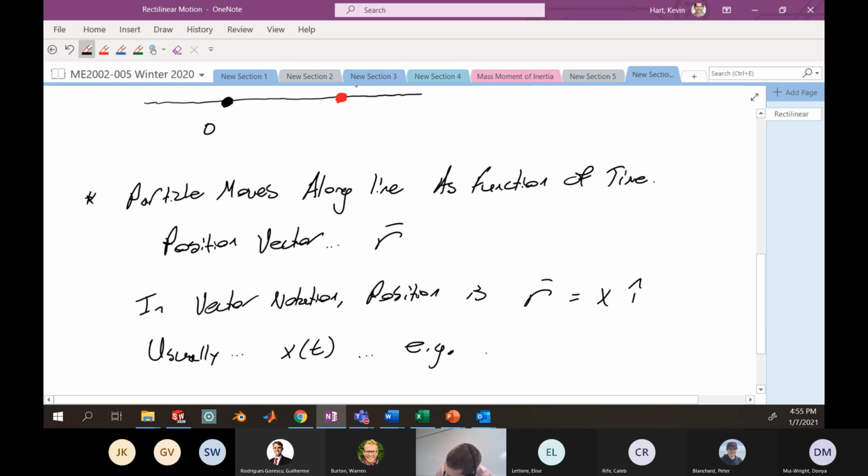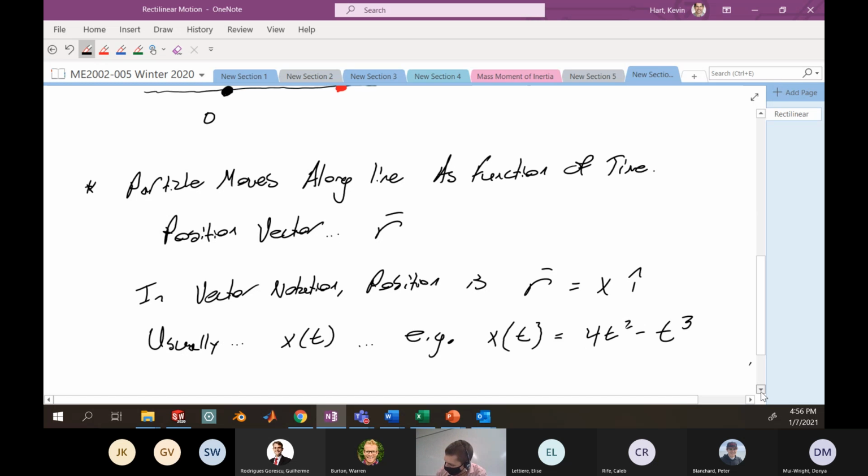For example, something like the position vector X, which is a function of time, might be, let's say, 4t squared minus t cubed. Okay? That might be a way for you to define where that particle is at any time step. Remember, we live in this four-dimensional world.